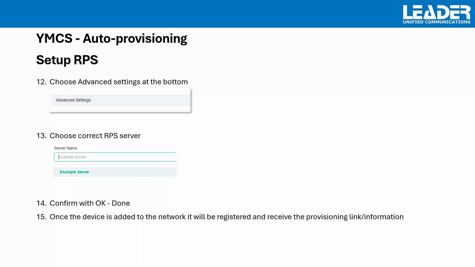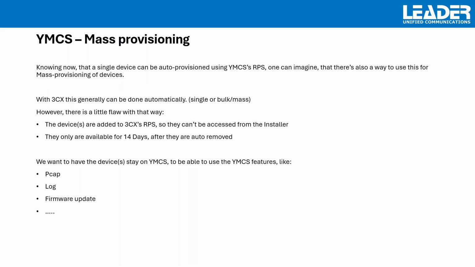Now, you might think, oh, that is pretty painful if I have to add 100, 200 devices, or even 50 or even 20. Yes, it is, but mass provisioning. Knowing now that a single device can be auto-provisioned using YMCS RPS, one can imagine that there's also a way to use this for mass provisioning of devices. With 3CX version 20, this generally can be done automatically.